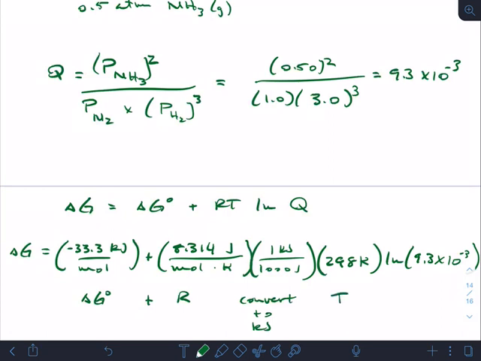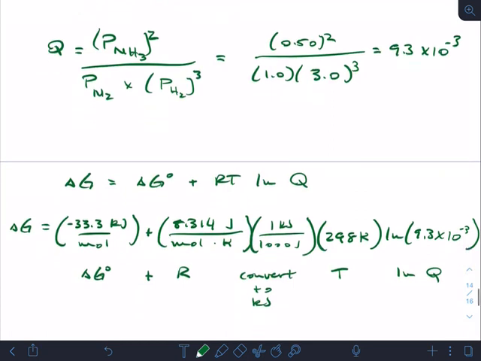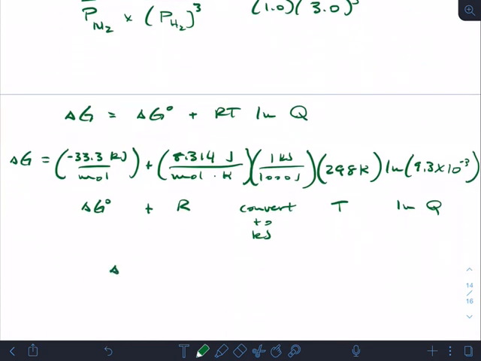Okay, so here is my delta G naught plus R, converted to kilojoules here, here's my T, and here's my natural log of Q. And we come up with a delta G value at these conditions, which are non-standard, 44.9 kilojoules per mole. Okay.